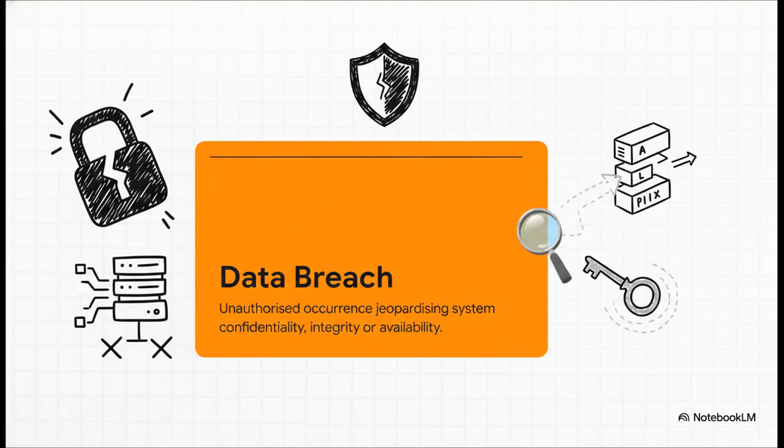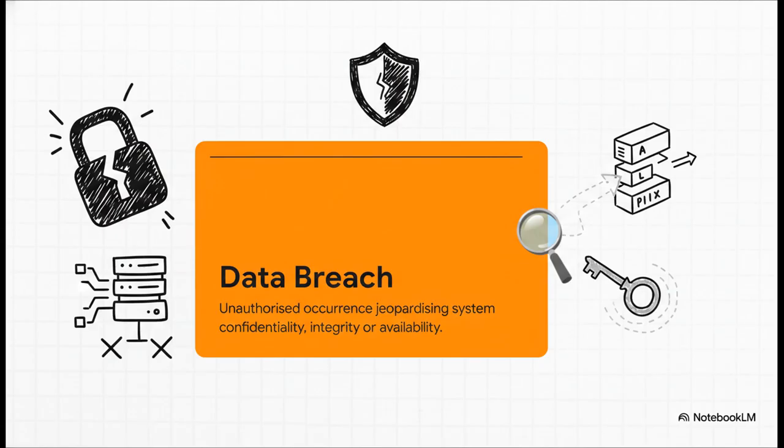But to make sure everyone is playing by the exact same rules, the standard lays out some very strict definitions. A data breach is defined as an unauthorized occurrence on or conducted through an entity's information systems that jeopardizes their confidentiality, integrity, or availability. And this covers the whole shebang, physical or virtual infrastructure.